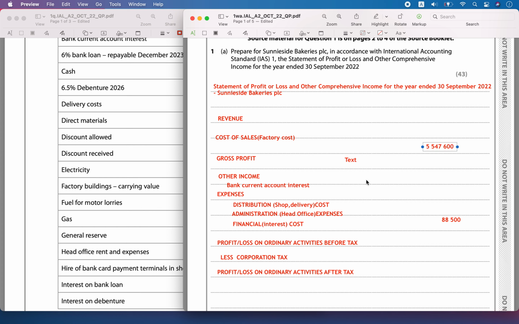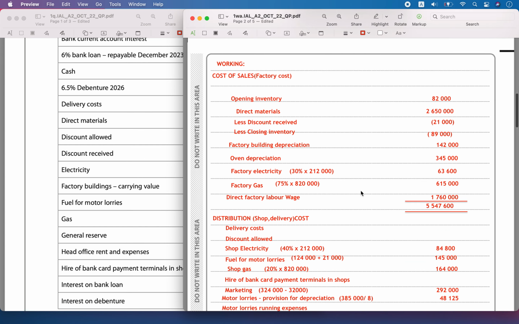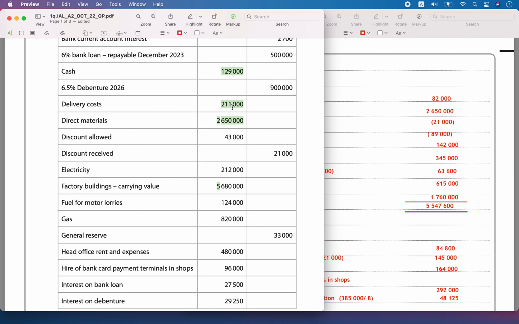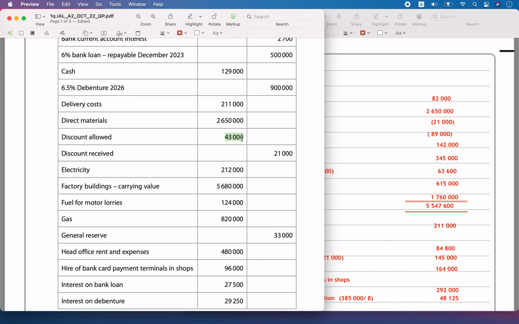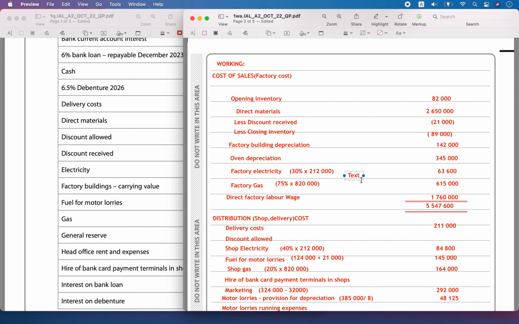So let's go and put it here. Cost of sales is around this much, and we have to subtract it, less the cost of sales. So I'm going to put it in brackets. Then let's calculate the distribution cost. First one is the delivery cost, it is 211,000. Then discount allowed, it was 43,000.